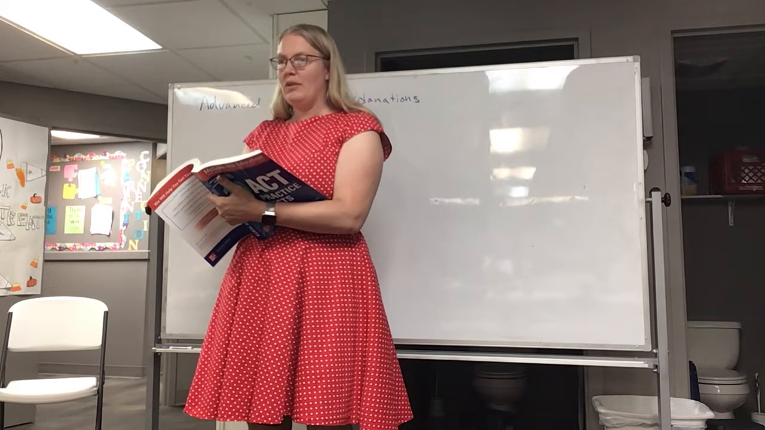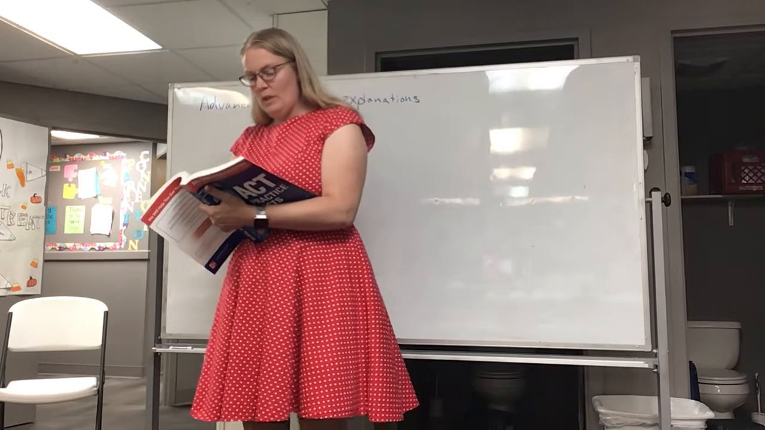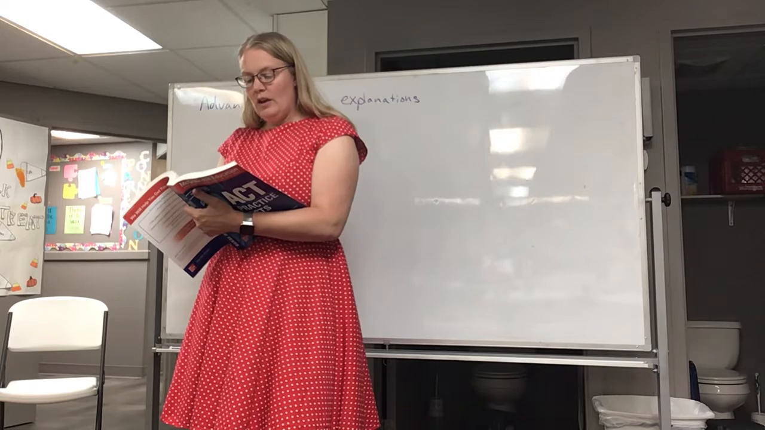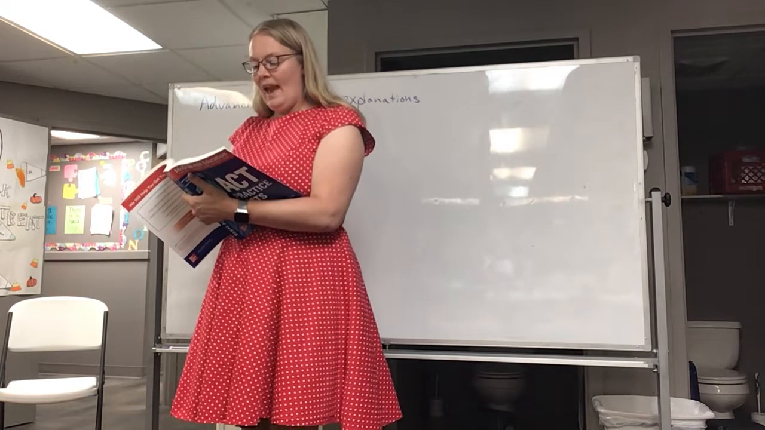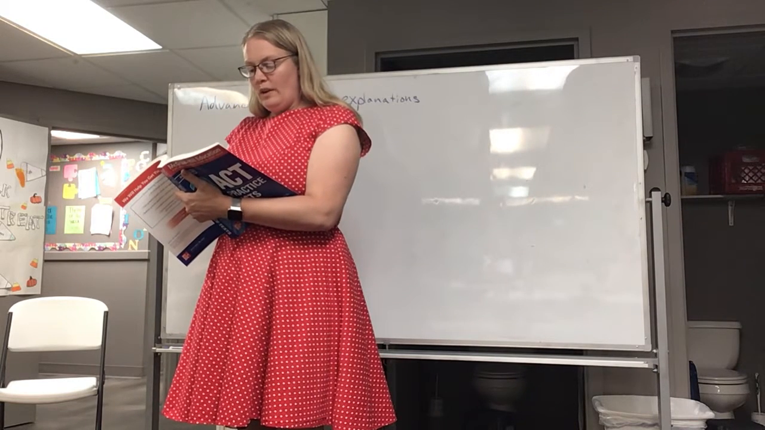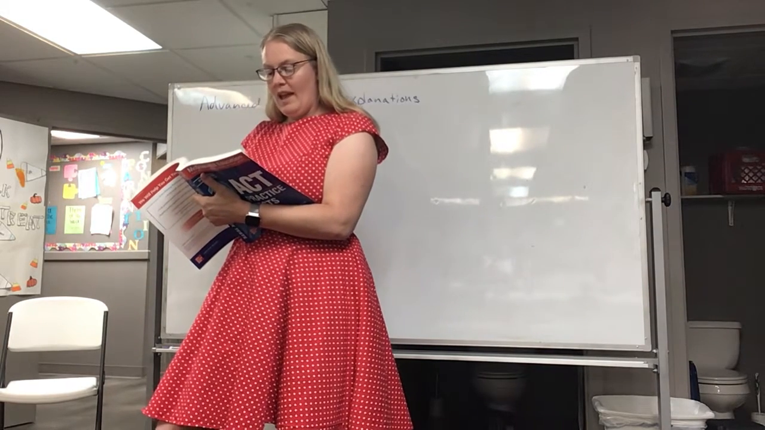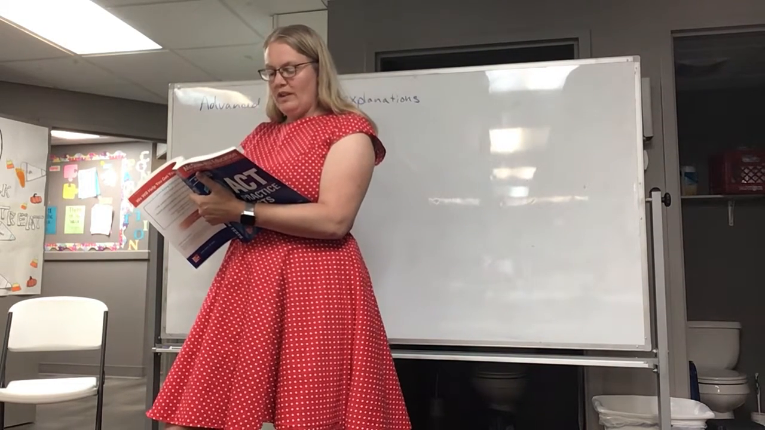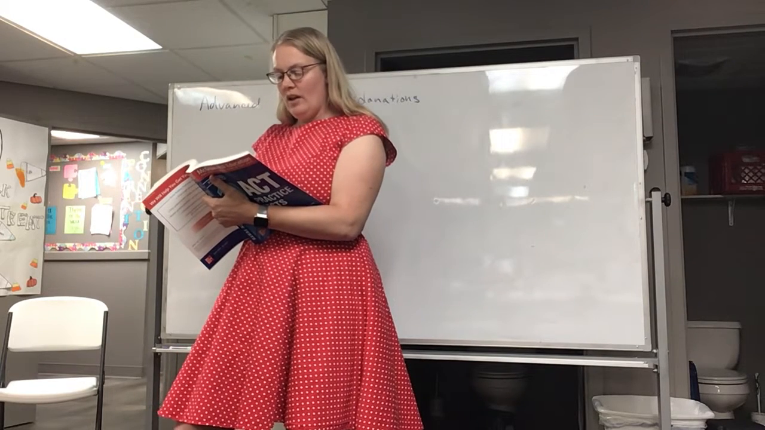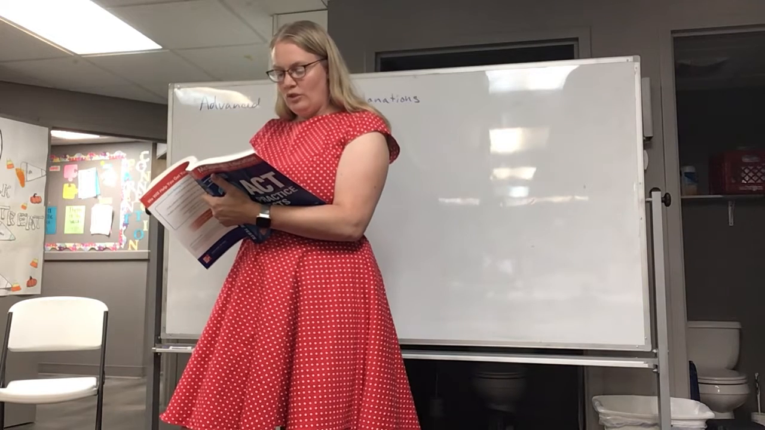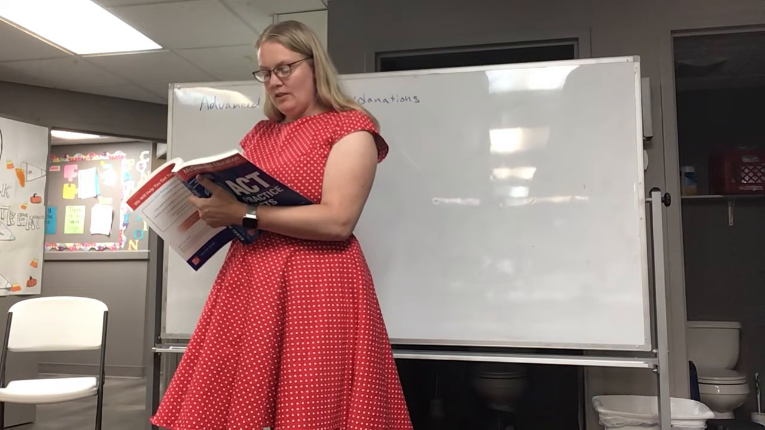Am I going too fast for anybody? Okay. Question 21, E as in elephant. Question 22, K. Question 23, B as in boy. Question 24, H. Question 25, D as in dog. Question 26, F. Question 27, D as in dog.